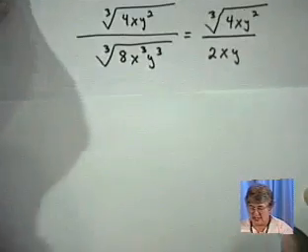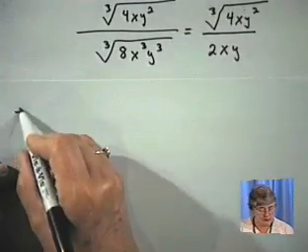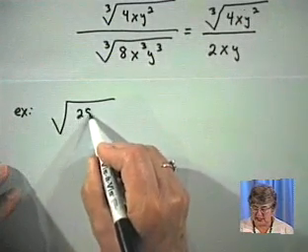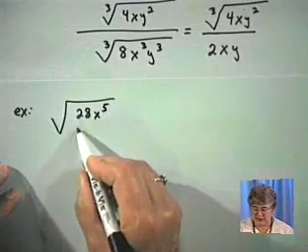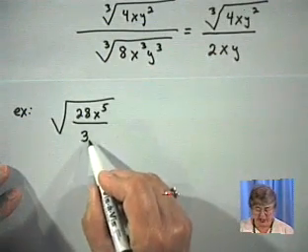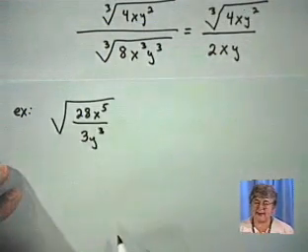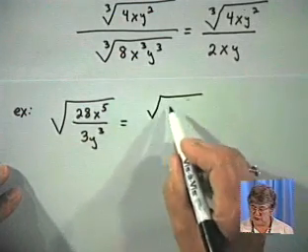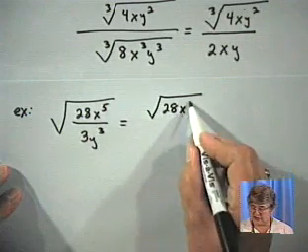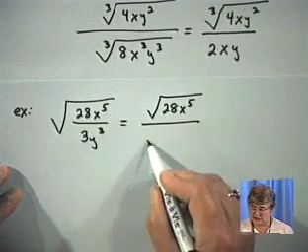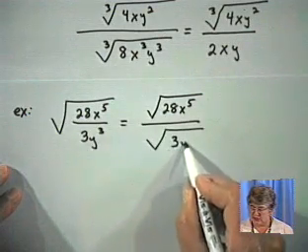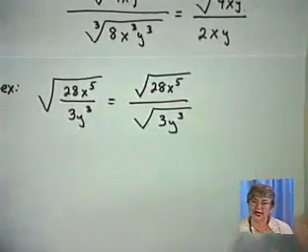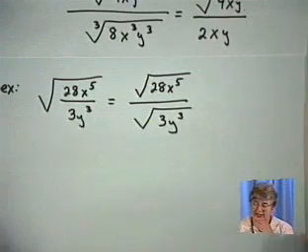All right, let's do one more example for this topic. Suppose we have the square root of 28x to the fifth divided by 3y cubed. We've got square roots now, so we'll separate this as the square root of 28x to the fifth divided by the square root of 3y to the third. Now, we need to remove radicals from the denominator and then simplify the whole expression.